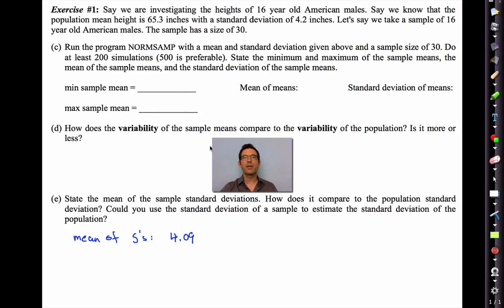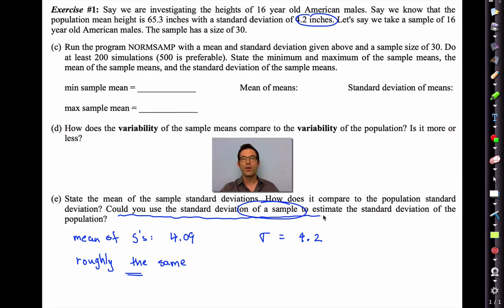How does it compare to the population standard deviation? Well, the population standard deviation was 4.2. And they're roughly the same. They're quite close. And what this does mean is, it says, could you use the standard deviation of a sample to estimate the standard deviation of a population? And that means yes, you can use the sample standard deviation.